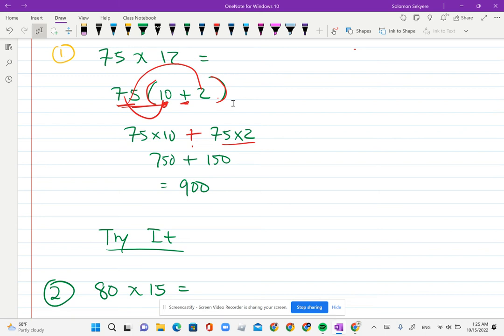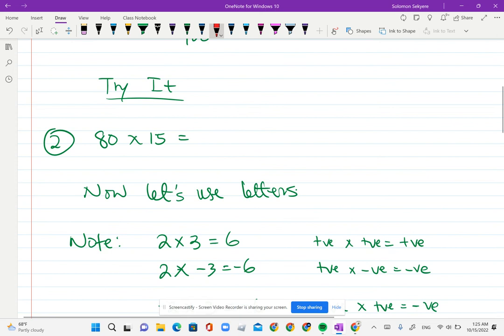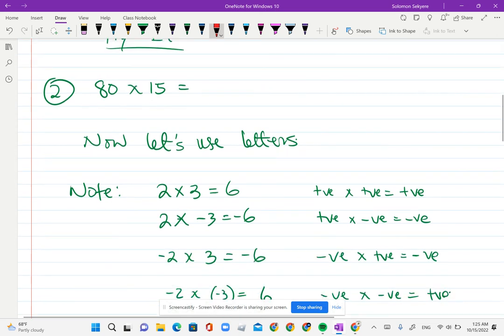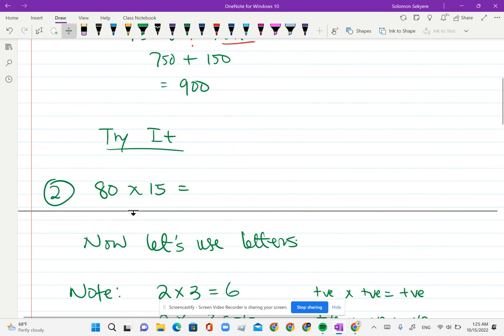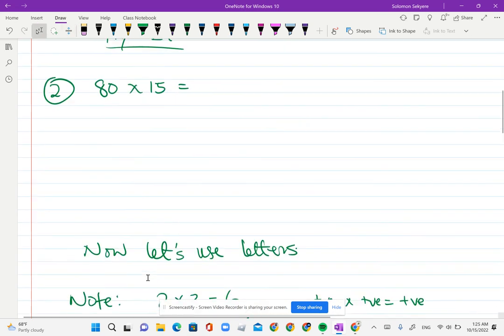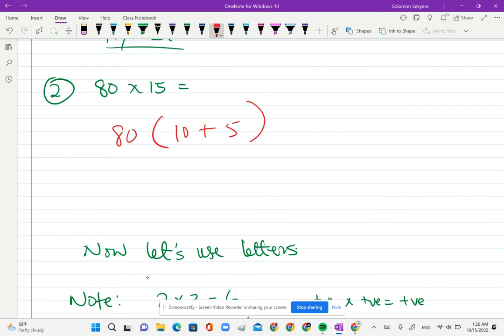Put in parentheses, and then you distribute. We call it distributing through the parentheses. So try this, okay? How are you going to split it? Say 80 times 15. You're going to say 15 is 10 plus 5. And then we're going to distribute this through the parentheses. 80 times the 10.